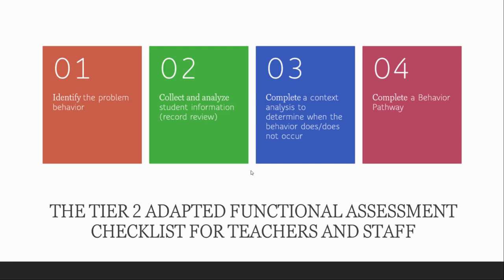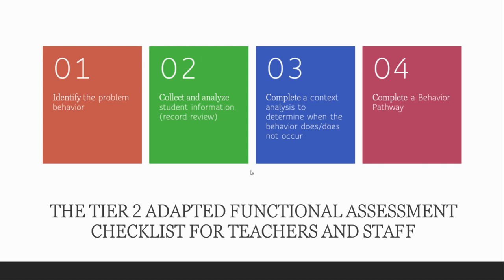So what we're going to do now is walk through the Tier 2 Adapted Functional Assessment Checklist for teachers and staff. This is a document that was created by the state of Missouri, their statewide PBIS planning team. The Tier 2 Adapted Functional Checklist for teachers and staff, which we also call FACTS Part A, is a tool that can be used by Tier 2 teams to collect and organize information in order to determine the function of a behavior. Again, the function of a behavior is key to selecting the correct intervention for each student.